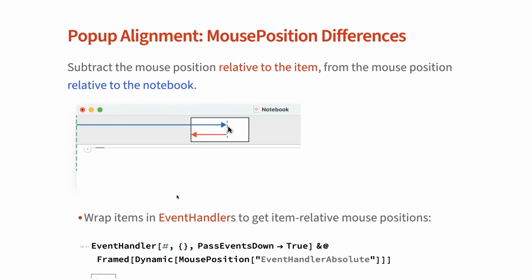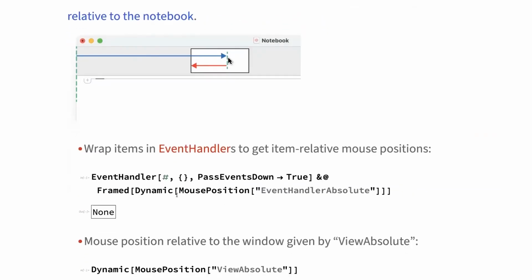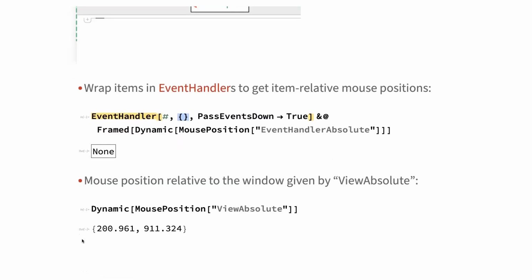Okay, so how do we get these mouse positions? Well, there's this MousePosition event handler, absolute, and you can just wrap your control in an event handler that doesn't really do anything. And that's what I've done here. You can see that when the mouse is outside of the event handler, it's just None. And then inside, it's giving the mouse position relative to the event handler. And to get the mouse position relative to the window, it's view absolute.